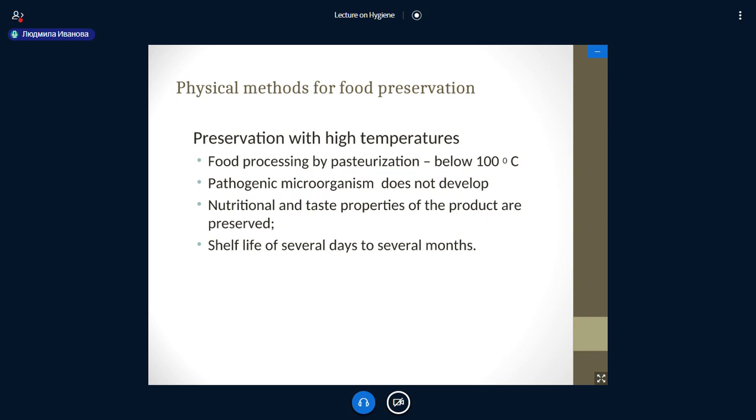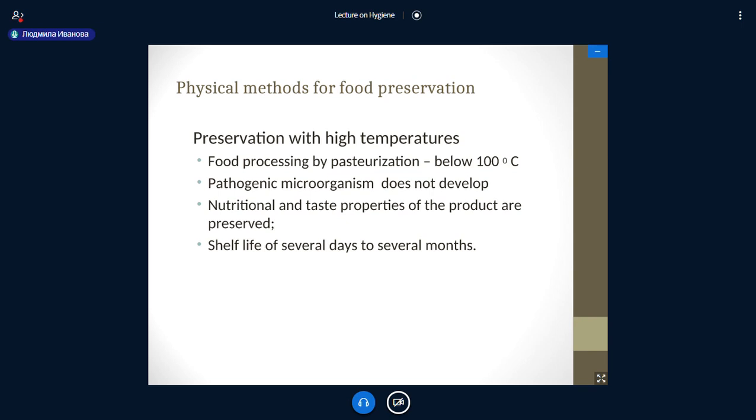Deep freezing. Preservation with high temperature: food processing by pasteurization. Pasteurization is below 100 degrees. The menu shows what kinds of pasteurization exist, but it's important to remember, for example, pasteurized milk: because the temperature is lower, it has higher quality and bioavailability compared to boiling, because pasteurized milk contains some vitamins and minerals. They are preserved because of the lower temperature.